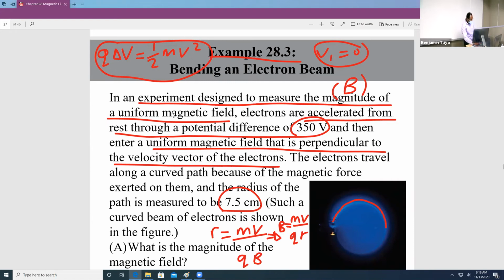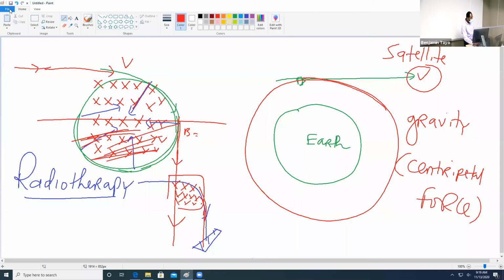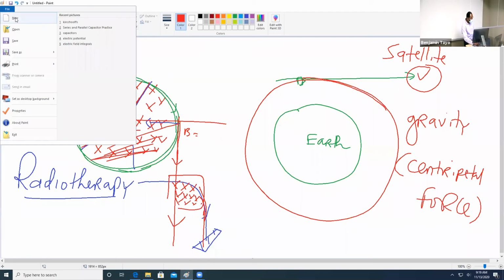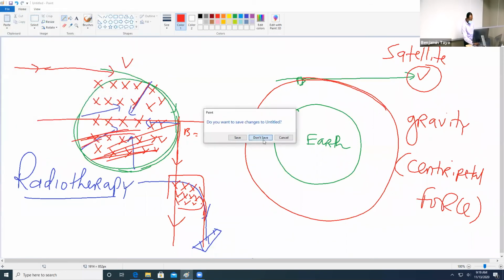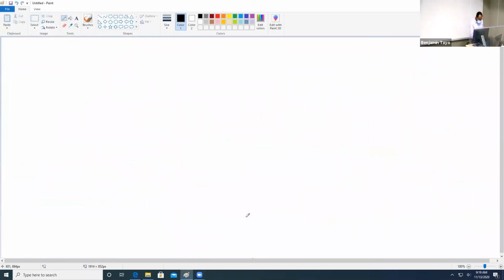So let me stop sharing here. I want to share this other screen very quick here, just because I want to explain the physics of the problem a little bit more. So this is the problem right here. So again, we take very, very low energy electrons, which we can assume that the V initial is equal to 0.